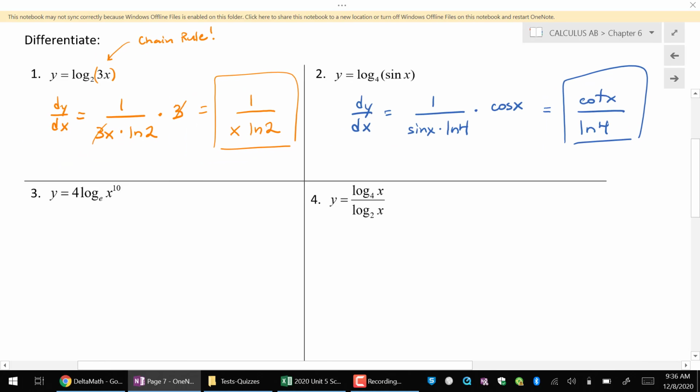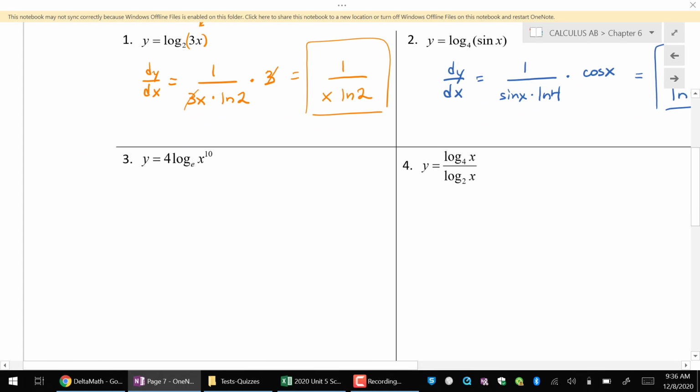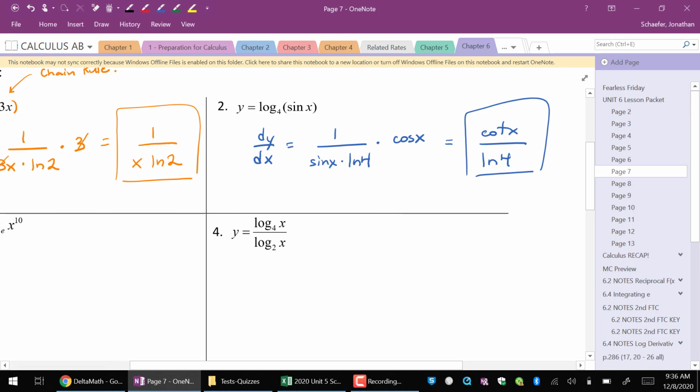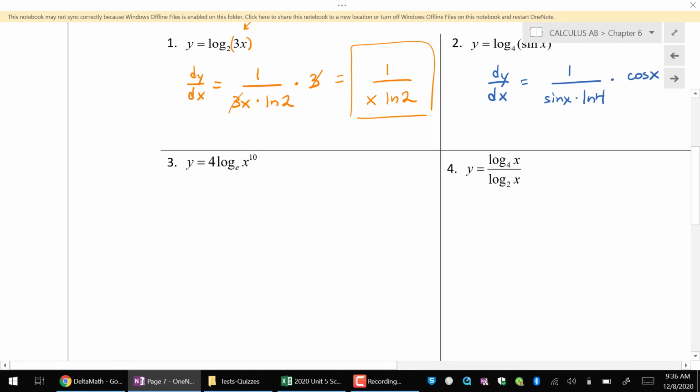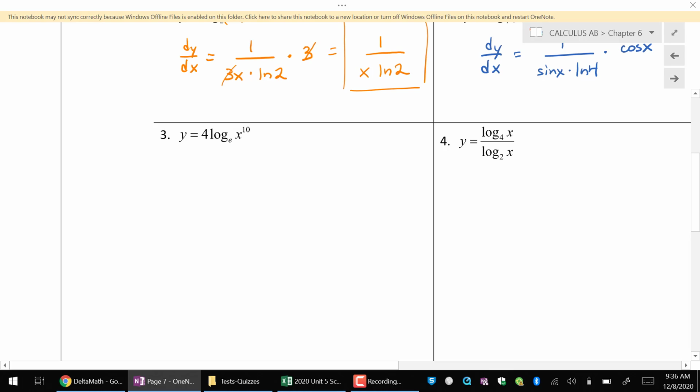And then let's look ahead at number 3, where this is a little bit weird. I don't know that you would ever see this. I think if we wanted to look at the natural log, then the problem would actually have ln. But here it says log base e, but we should know that log base e is simply the natural log. So this is really 4 times the natural log of x to the power of 10. Don't forget about log properties.